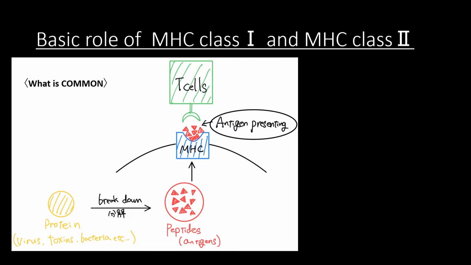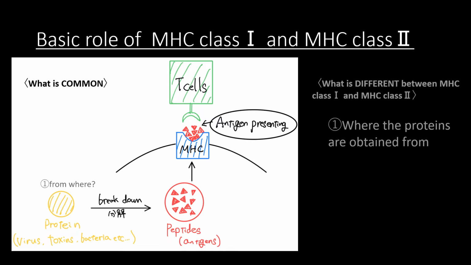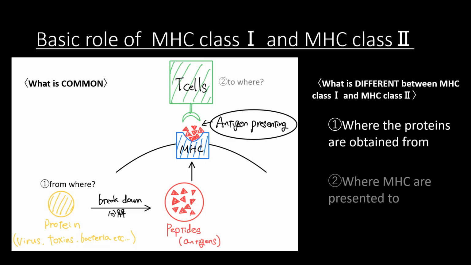First, the basic and common role of MHC is to present peptides made from broken proteins to T cells as antigens. This is the common role to both Class 1 and Class 2. The difference between Class 1 and Class 2 is where the antigenic proteins are obtained from and where they are presented to.